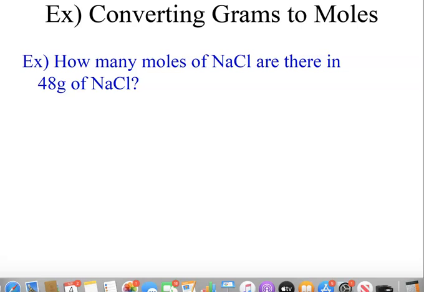So you convert this to grams. How many moles of NaCl are there in 48 grams of NaCl? Well, you'll need to set it up so the units cancel out to give you the units you want in your answer.